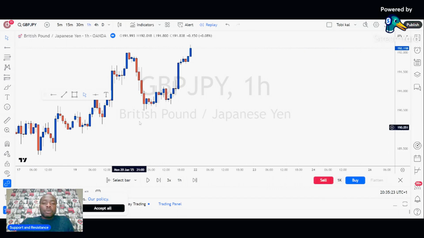Look at when price was selling. The sell trades on here are opportunities at the red candles, and price sold all the way down. But what's happened here? These are the candles that I look out for when I'm trying to find if support has been formed or not.